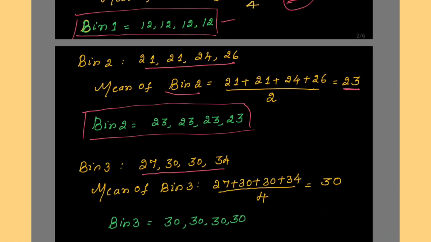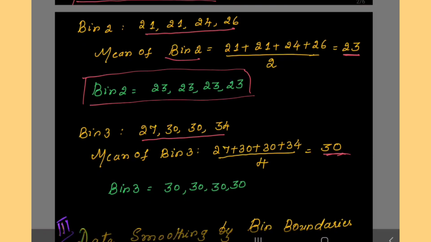Next is bin 3. Bin 3 elements are 27, 30, 30, 34. Take the mean of this, you will get 30. So all of this, 27, 30, 30, 34, is replaced with 30, 30, 30, 30. This is your bin 3.